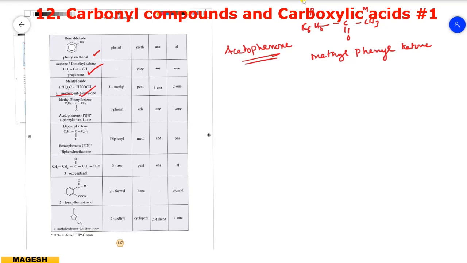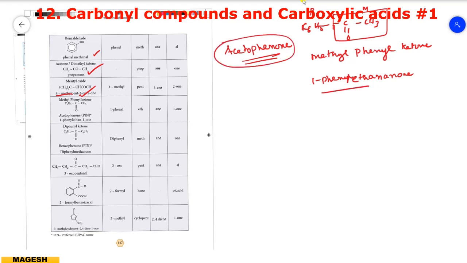However, it is considered as an alkanone, so it is ethanone. Why is it ethanone? The long chain consists of 2 carbons. The phenyl group is considered as a substituent group. The phenyl is present in the first carbon atom, so it is 1-phenylethanone. But acetophenone is also a preferred IUPAC name, so it is also accepted. You can write it is acetophenone. Okay. See the next one.